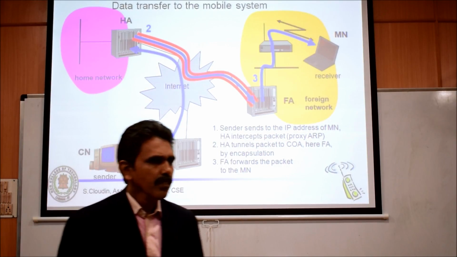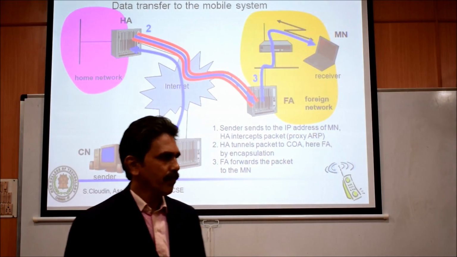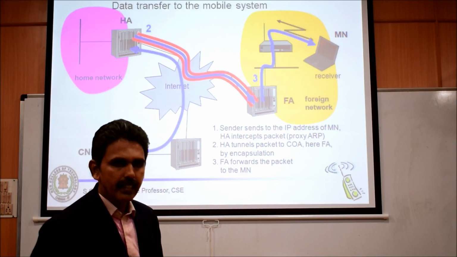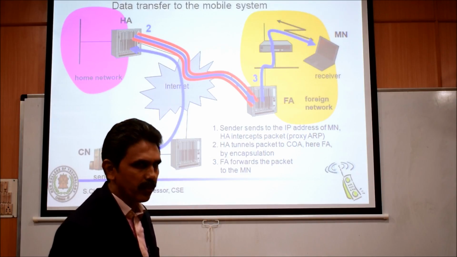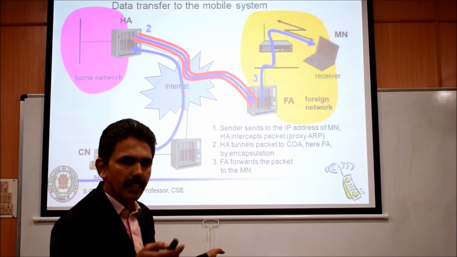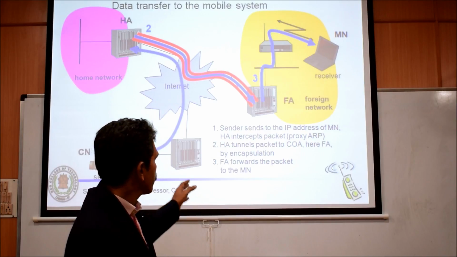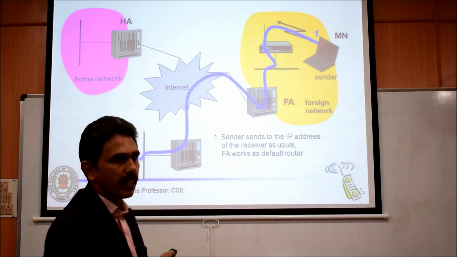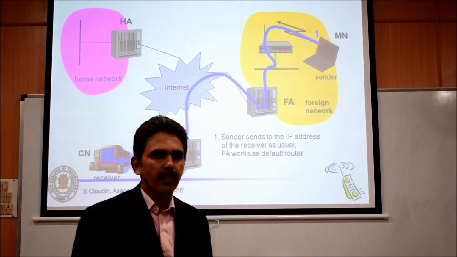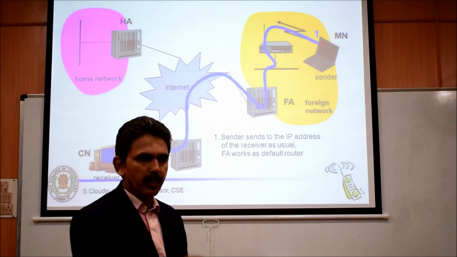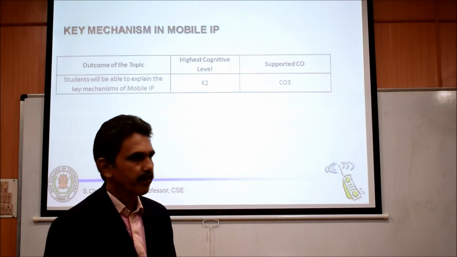If the mobile node wants to communicate with the correspondent node, it can directly send the communication to the correspondent node. Why? Because now the mobile node knows the address of the correspondent node. No need to send the data to the home agent. So this is a diagram which is meant for sending the data from the mobile node to the correspondent node.